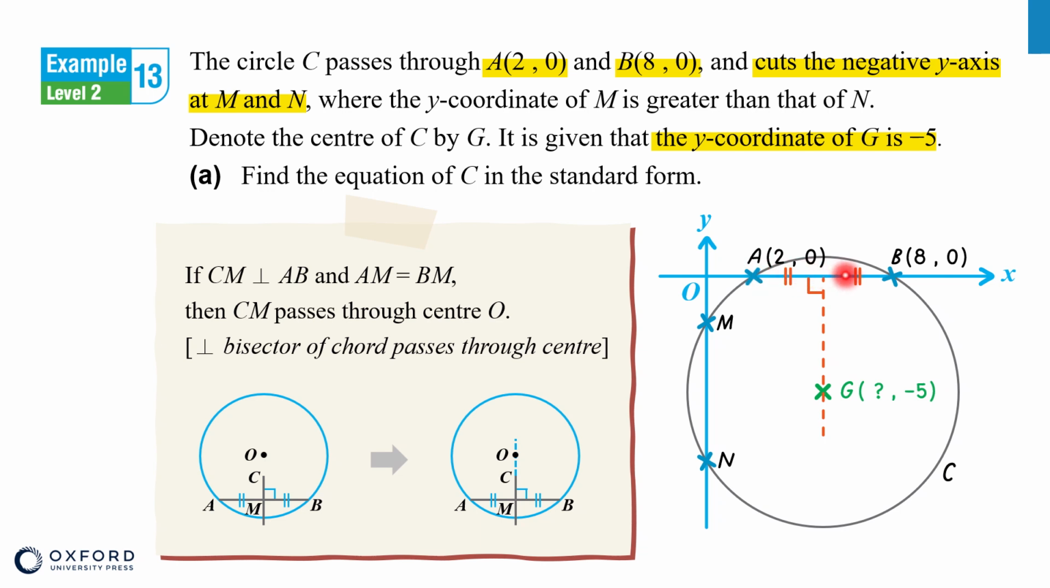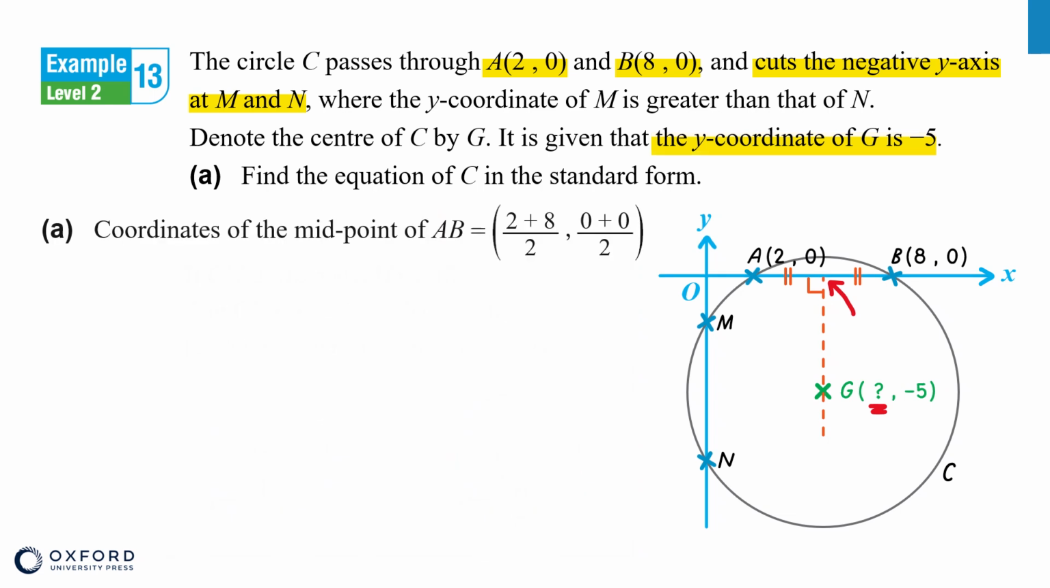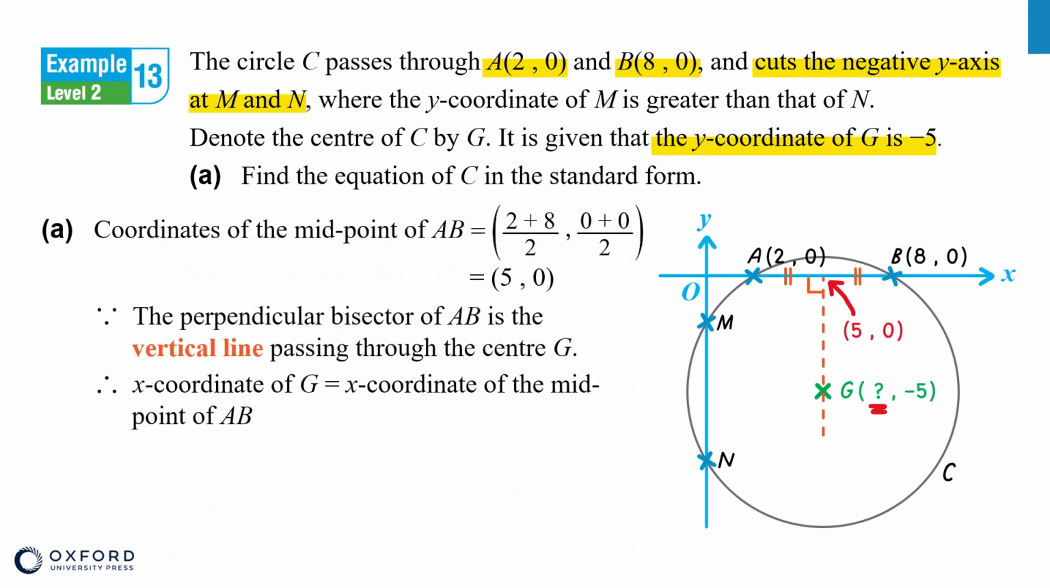As AB is horizontal, its perpendicular bisector will be a vertical line. So the x-coordinate of G is equal to that of the midpoint of AB. The midpoint of AB is (5, 0). So the coordinates of G are (5, -5). Now we have the center.